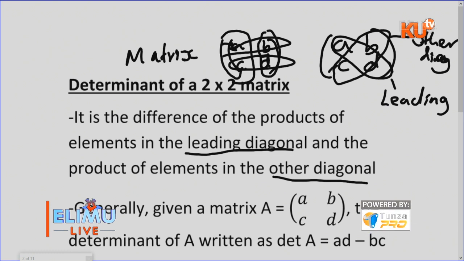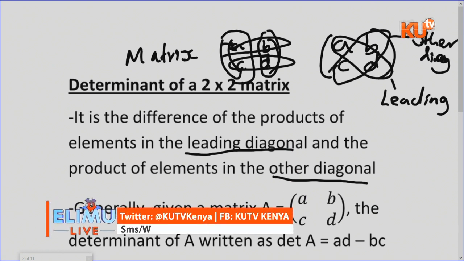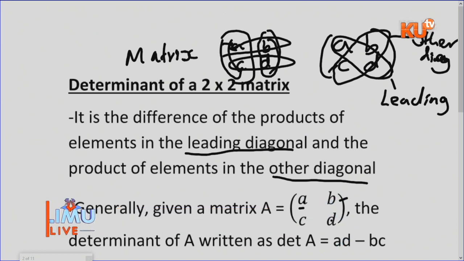In a general case where we have a matrix A with the elements A, B, C, and D, the determinant of this matrix will be as follows. The elements in the leading diagonal are A and D. The elements in the other diagonal are B and C. So we get the product of A times D, minus B times C. That becomes the determinant of our matrix.